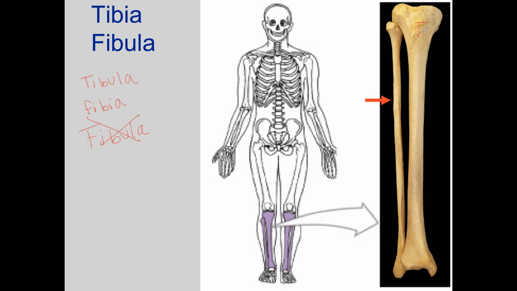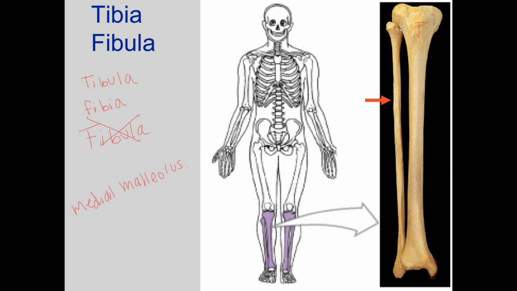So this is your shin bone. You can actually feel it on yourself. And your tibia is medial, and it culminates in this structure here, which is the medial malleolus. And your medial malleolus you can feel on yourself. It's the inside ankle bump on the bottom of your leg.